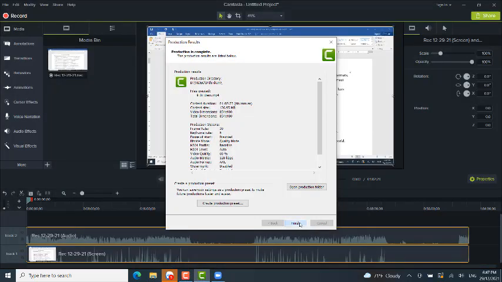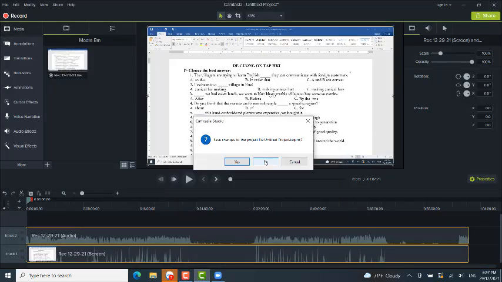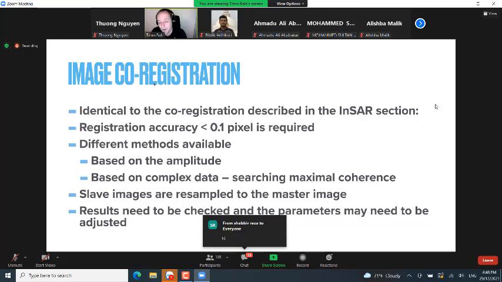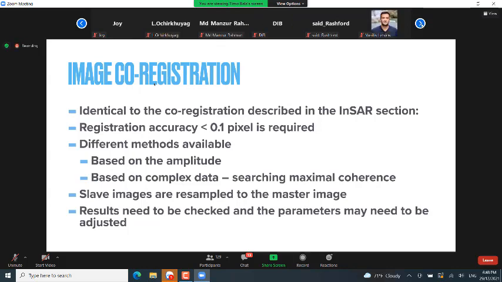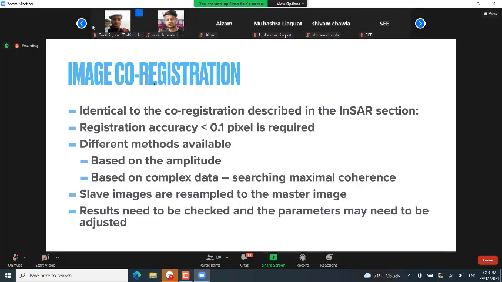Nowadays the satellites have good orbit coordinates, so we use the original orbits. The images are already pretty well co-registered. If you only use the orbit information, you choose a set of image chips, say 400, 800, something like that, small chips over the image, and search for the best fitting.